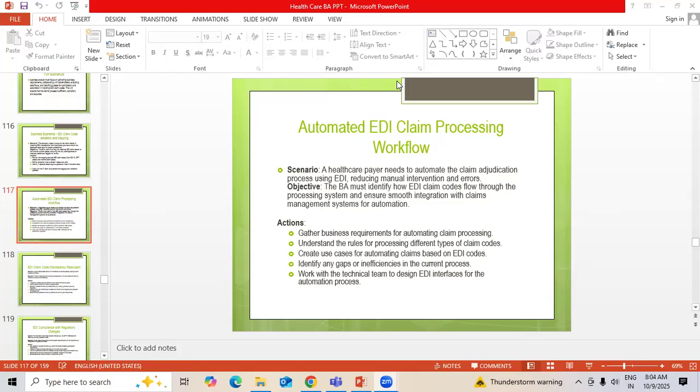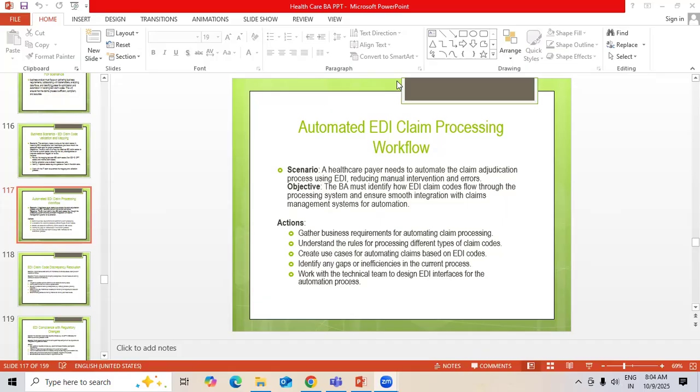Next, we need to create use cases for automating claims for EDI codes, because creating use cases is also one of the key and important responsibilities of a business analyst. So different use cases for automating claims, for EDI codes, either 835 or 837. 835 we use for claim payment, 837 we use for claim submission, we know. Again, 837: I for institutional, D for dental, P for professional claims, all this.